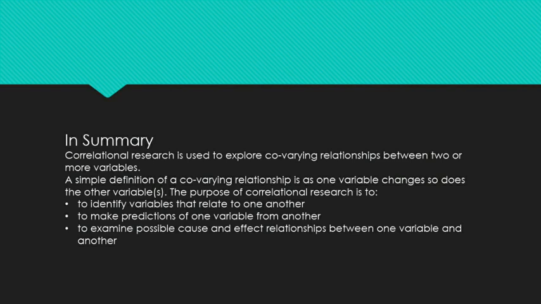In summary, correlational research is used to explore covariant relationships between two or more variables. A simple definition of a covariant relationship is as one variable changes, so does the other variable. The purpose of correlational research is to identify variables that are related to one another, to make predictions of one variable from another, and to examine possible cause and effect relationships between one variable and another.